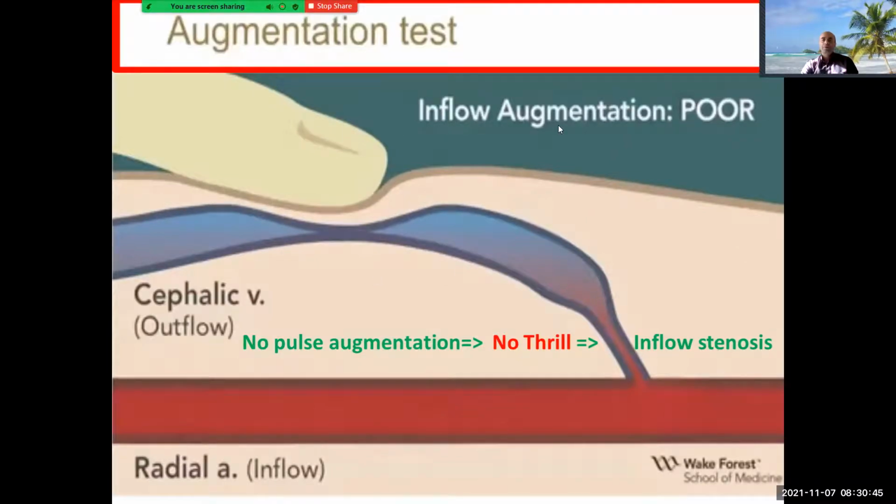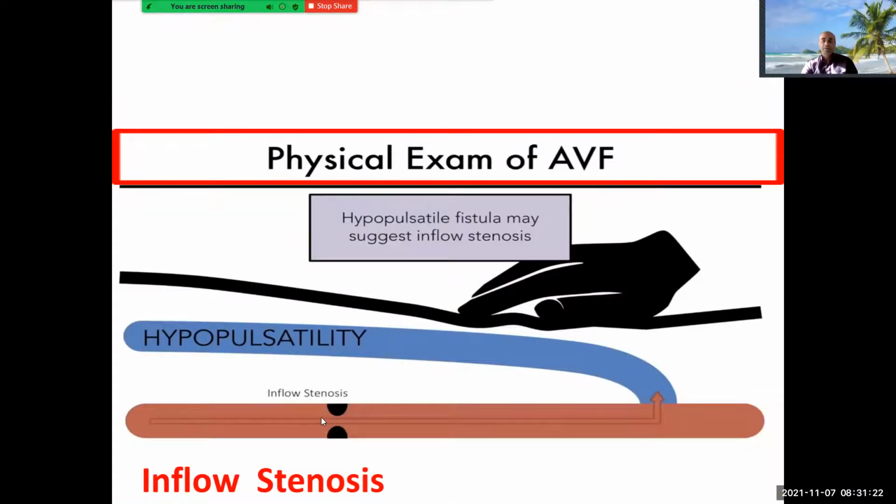Now inflow augmentation with poor inflow. If you apply pressure here on the body of the fistula and there is no hyperpulsatility here, no increase in the pulse in this area, and no thrill, no pulse augmentation at the anastomosis when you are pressing distal to the fistula, no pulse augmentation and no thrill in this area, it means inflow stenosis. We have stenosis in this artery, the radial artery, and I show you the inflow stenosis here. This hypopulsatile fistula suggests inflow stenosis.